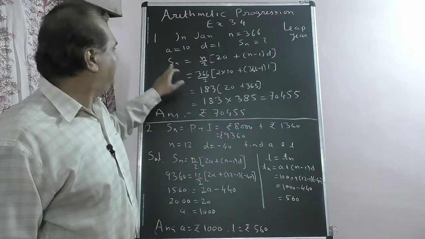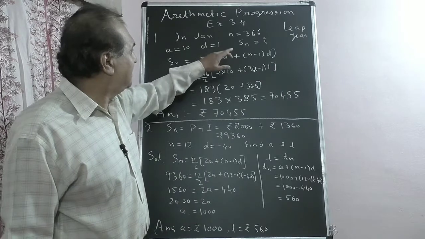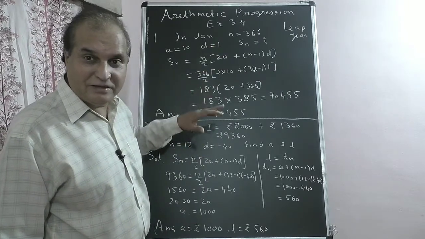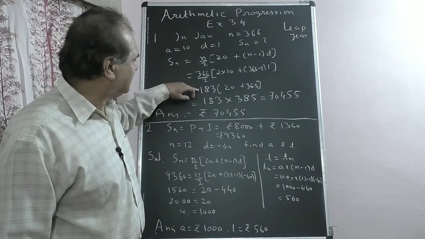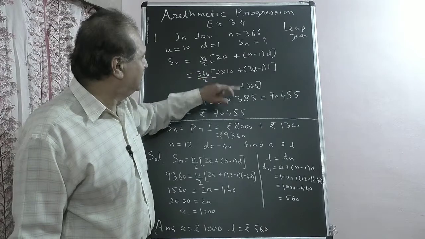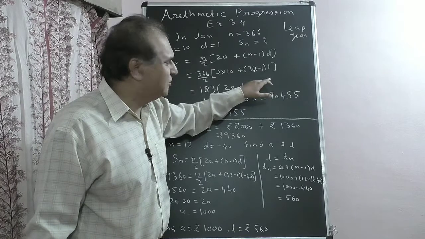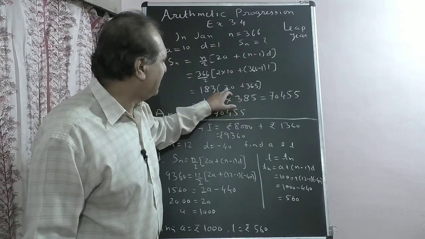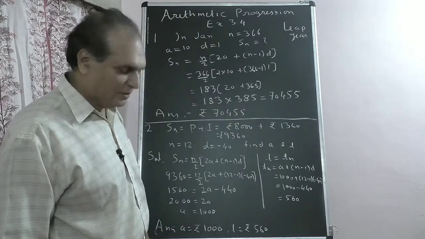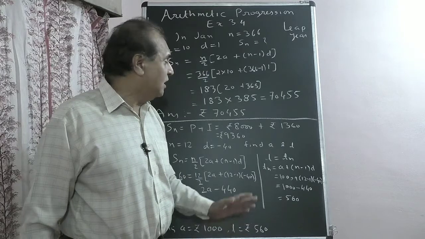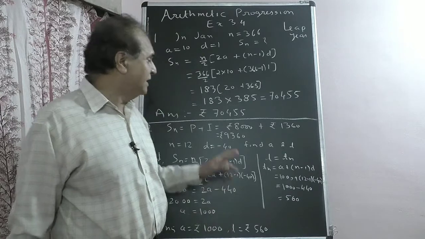Understood? We write the formula for Sn, n by 2 [2a plus (n minus 1)d]. n is here 366. Right? Each of the 366 days she is putting rupees. 366 upon 2 is 183, okay. 2a, that is 2 into 10, plus n minus 1, 366 minus 1 is 365, into 1, that is 365. 365 plus 20 is 385. So 183 into 385 is 70,455 is the answer. Total amount she has on 31st December, she has this much money.